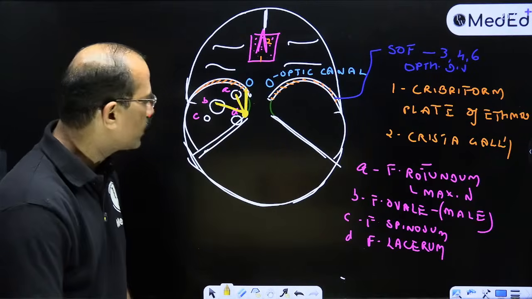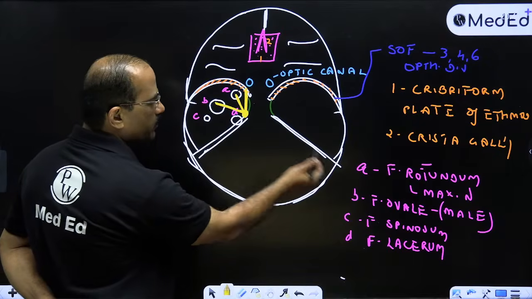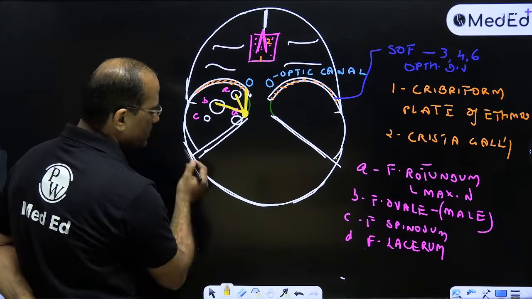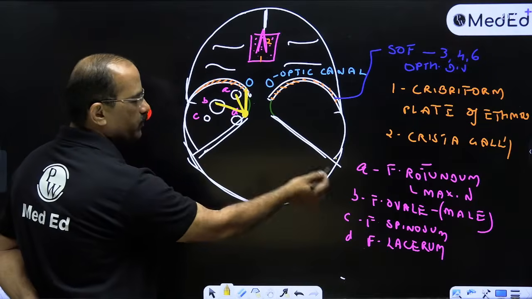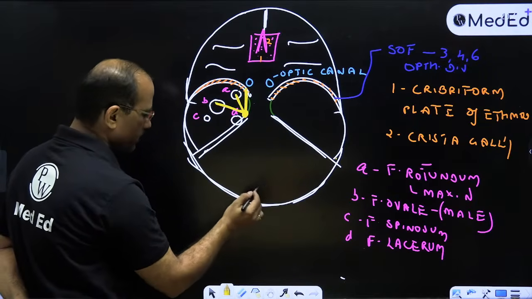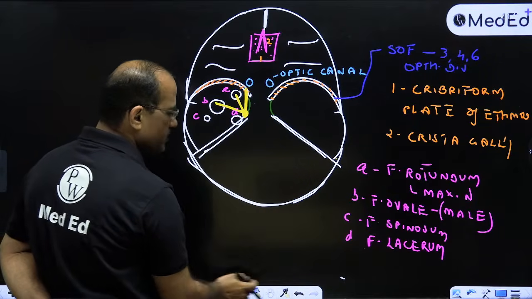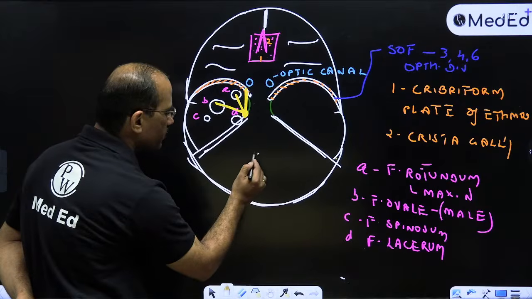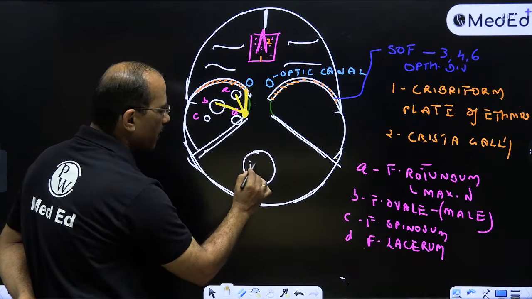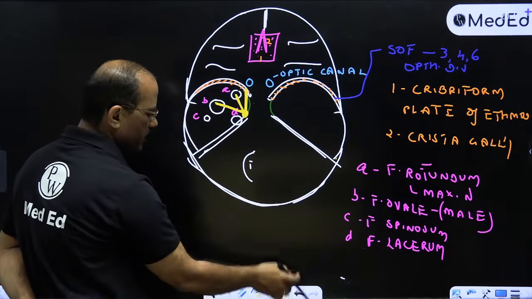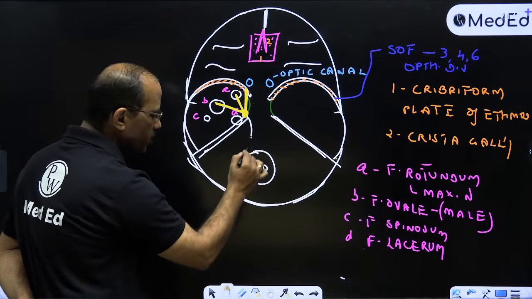इसके boundaries क्या होंगे? इसके boundaries है petrous part of the temporal bone and the occipital bone. अब यहाँ पे there is a big foramen here. What is this big foramen? That's the foramen magnum. यह है foramen magnum.